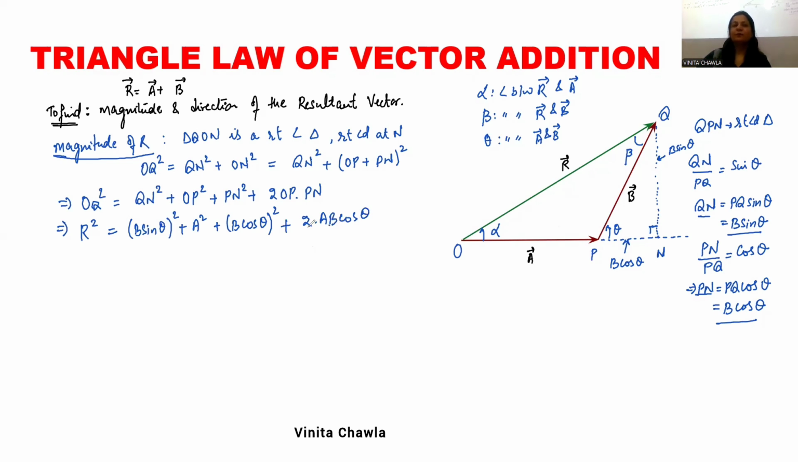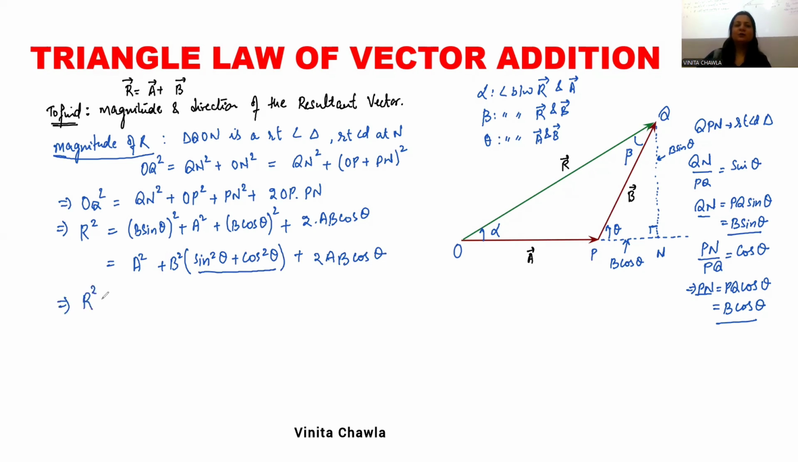Clear? Now we can write A square, and here we have B square sin square theta and B square cos square theta. We have two different terms, so we'll take B square common. In the bracket, we can write sin square theta plus cos square theta, plus 2AB cos theta. This sin square theta plus cos square theta is 1. Yes, it is 1.